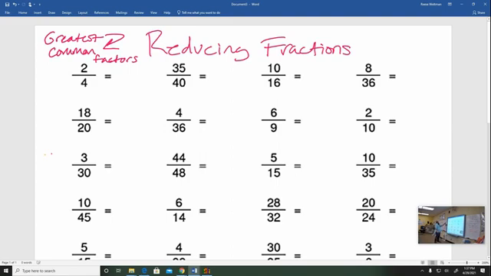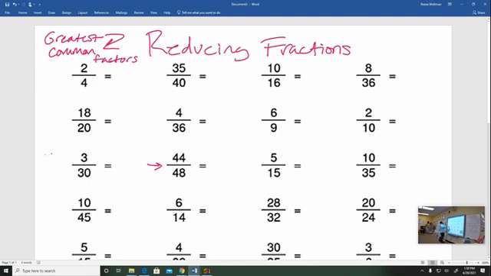Okay? So let's take a quick look at some of these. Some are going to be easier, some are going to be harder. We're going to talk about some ways of working with the harder ones. Okay? And by that I mean problems like this one, where the numbers are a little bit bigger and might look a little bit more intimidating.